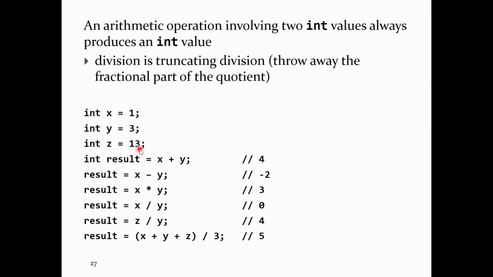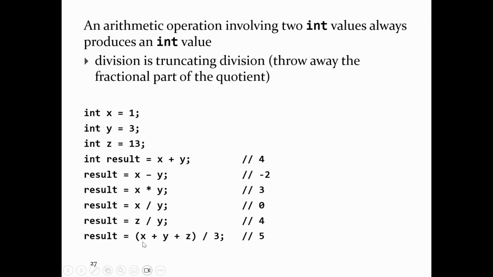Z divided by y is 13 divided by 3. So that's 4 point something, 4.33333. Throw away the 0.33333, you get back 4. The exact same thing happens with negative numbers. Negative 13 divided by 3 is negative 4.33333, throw away the 0.333, and you get negative 4. So Java uses what's called truncating integer division. You just toss away everything after the decimal point.